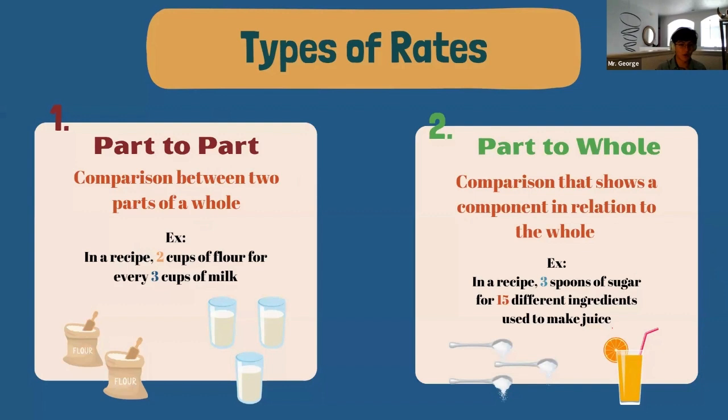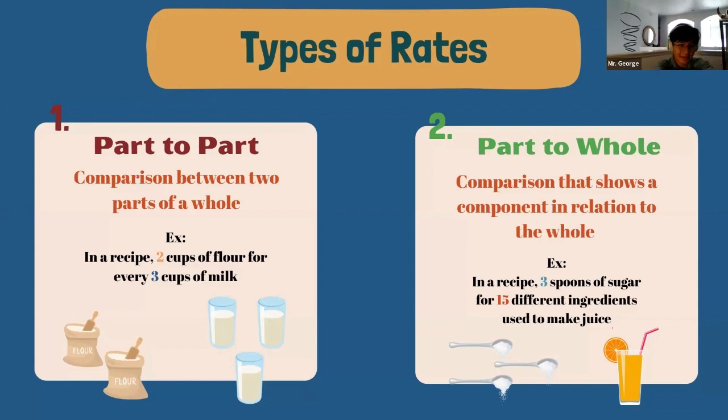But let's go back to this part to part. These are comparisons between 2 parts of a whole. For example, a recipe calls for 2 cups of flour for every 3 cups of milk. So whenever you're baking a cake, however big you want it, you're always going to want to maintain the ratio of 3 cups of milk for every 2 of flour.